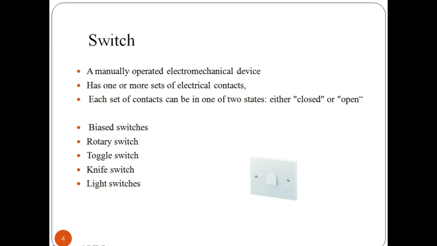The most familiar form of switch is a manually operated electromechanical device with one or more sets of electrical contacts which are connected to external circuits. Each set of contacts can be one of two states. Either closed, which means the contacts are touching and electricity can flow between them, or open, which means the contacts are separated and the switch is non-conducting.